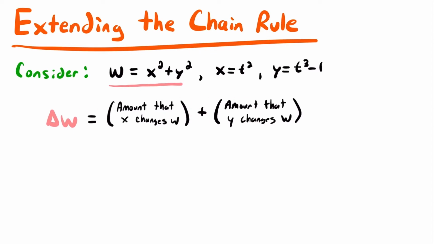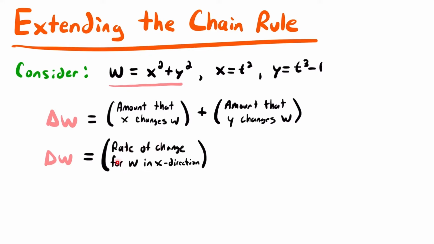Then what we can do is find a way to express these amounts of change with some mathematical expressions. Okay, so to take this one step further, how could we find the amount that x changes w? Well, one way that you could do it is by considering the change in x and then multiplying that by the rate of change of w in the x direction. All right, so I'm going to write that down here, and then I'll explain what that means. We'll have a rate of change for w in the x direction multiplied by the actual change in x.